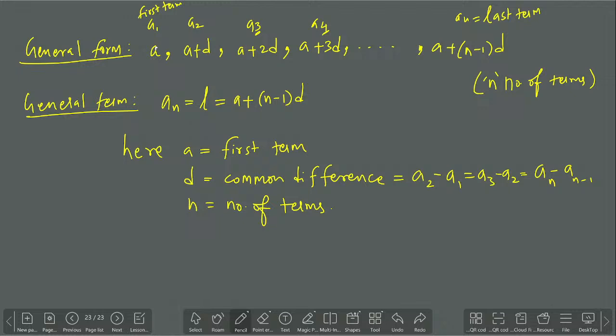Now, general term we can call as the last term. That's what I mentioned here. General term we can call as the last term because from the last only we are taking the general term. So An equals L equals A plus n minus 1 into D. From the formula, what is A, what is D, what is n, I mentioned. Understand? Shall we enter the exercise?